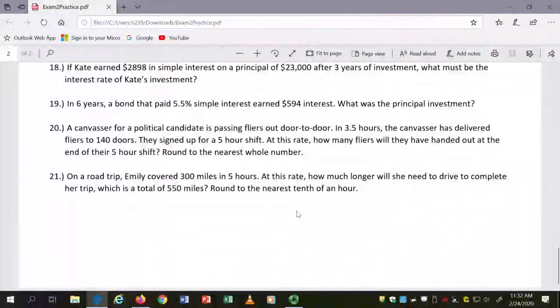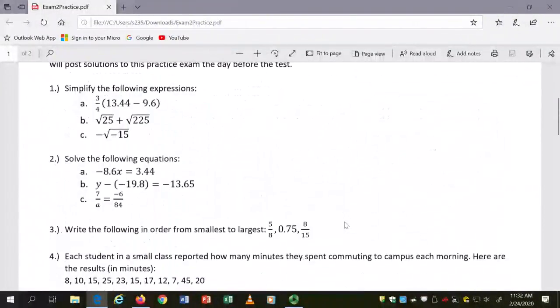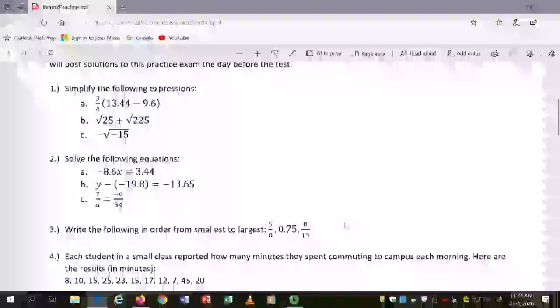This is a little bit longer than probably a regular exam would be, just for extra practice. But anyways, were there any things that you saw in here that you want to take a look at? Could you go over number 8?